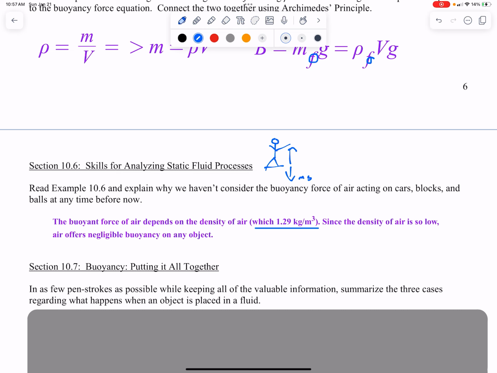And remember, to get buoyancy, there has to be a difference in pressure. So there's not a whole lot of difference in pressure from the bottom of the person pushing up, as opposed to the top of the person pushing down. There's just not much pressure difference to create buoyancy.